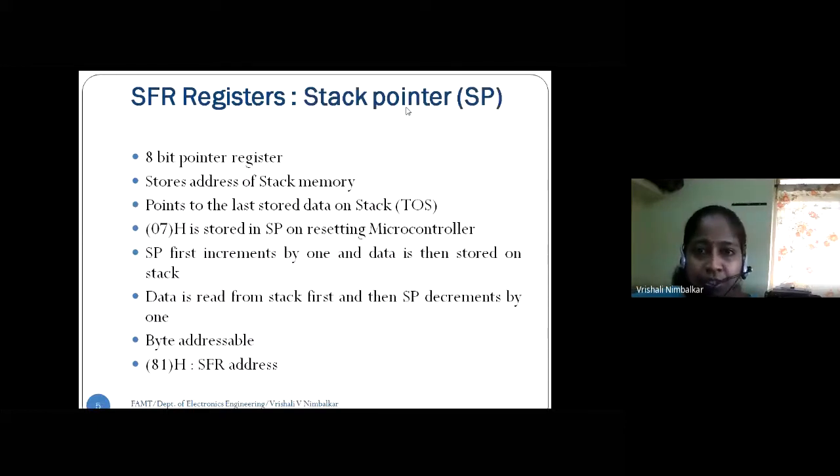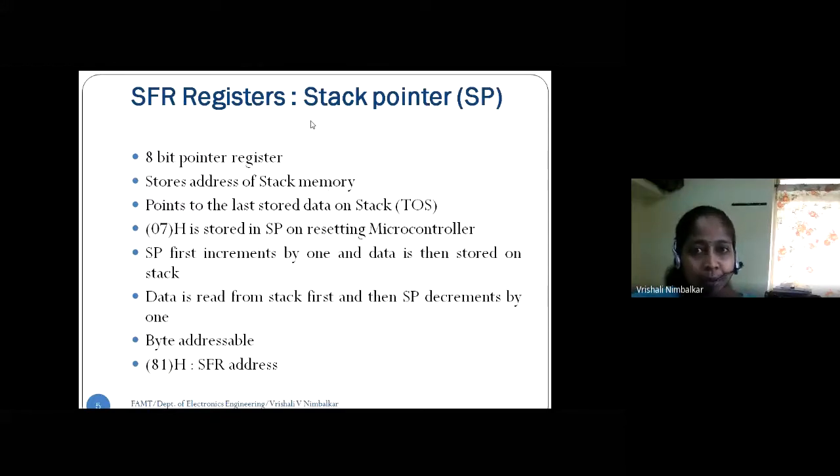Next special function register is stack pointer. I had told you all in the last session, whenever we see the word pointer, it means it is used to store some address. Right? That register is going to store some address. So SP is an 8-bit pointer register. It stores the address of stack memory. Right? And we also looked into stack memory is a part of read-write memory. We can read and write from that memory.